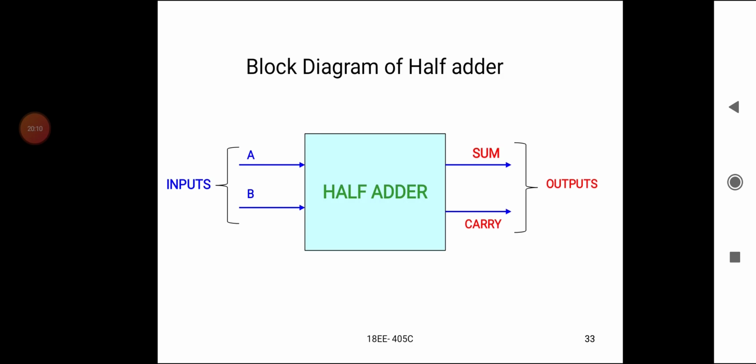Half adder. The block diagram of half adder. It has two inputs, A and B. It will generate two outputs, sum and the other one is carry. The half adder function is addition of two bits, that is A and B. It will generate sum A exclusive OR B, carry AB.